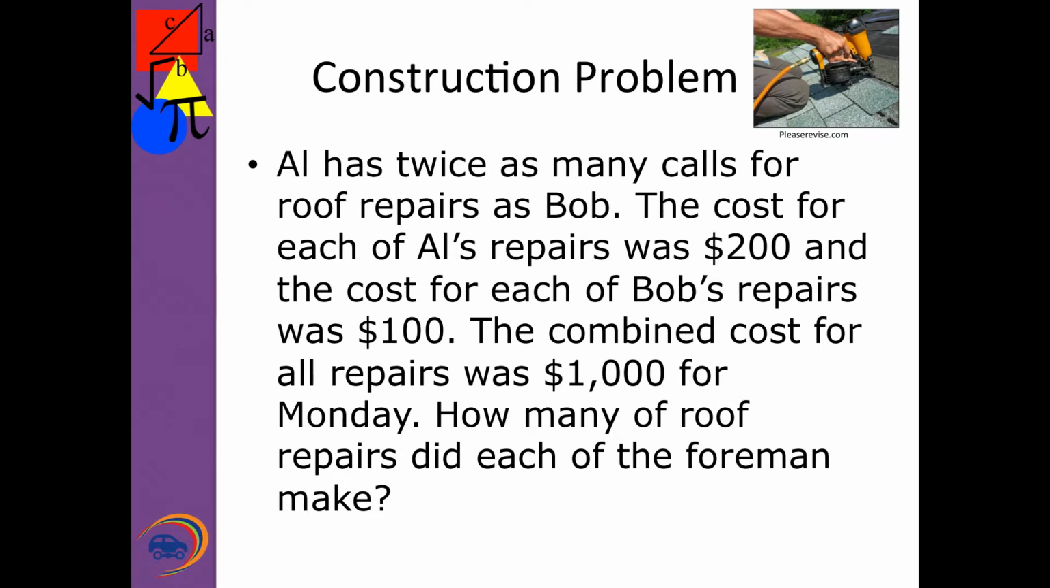Here's a construction problem. Al has twice as many calls for roof repairs as Bob does. Obviously, they're both roofers. The cost of each of Al's repairs was $200, and the cost for each of Bob's repairs was $100. The combined cost for all the repairs was $1,000 for Monday. How many roof repairs did each foreman make? All right, so that's what we need to find out.